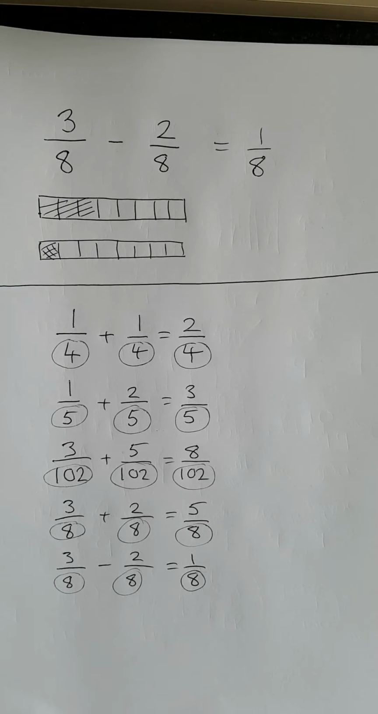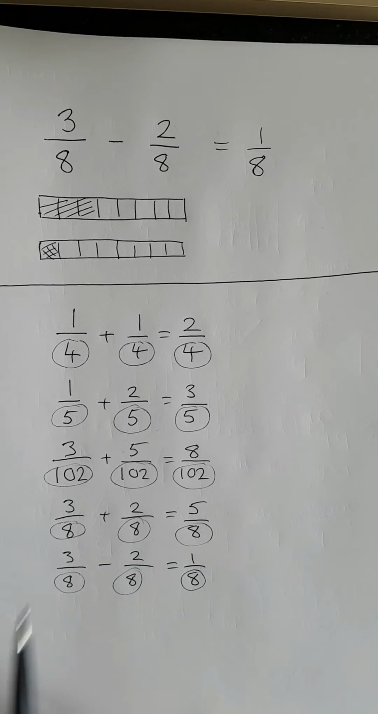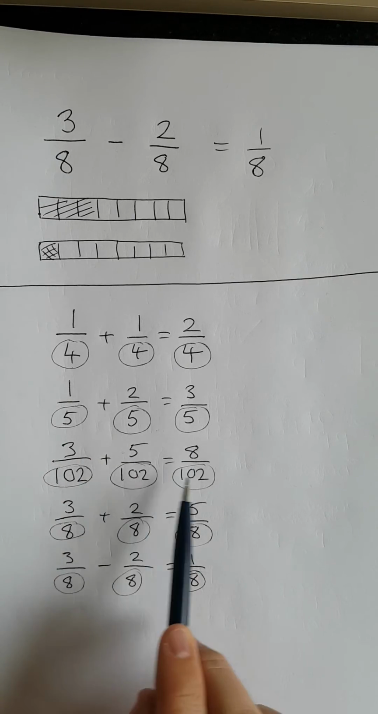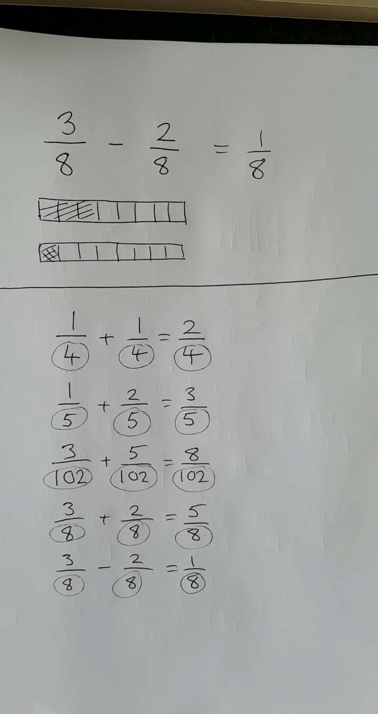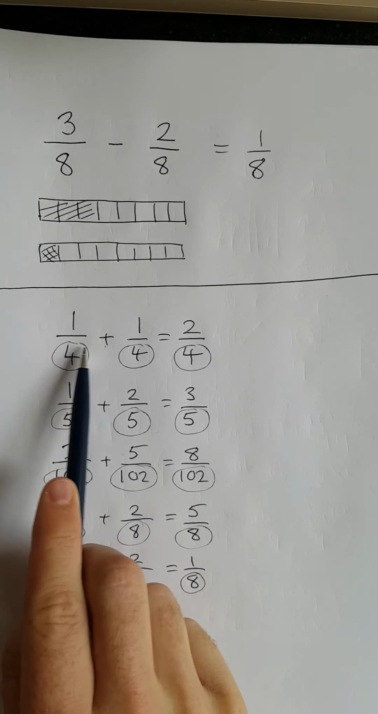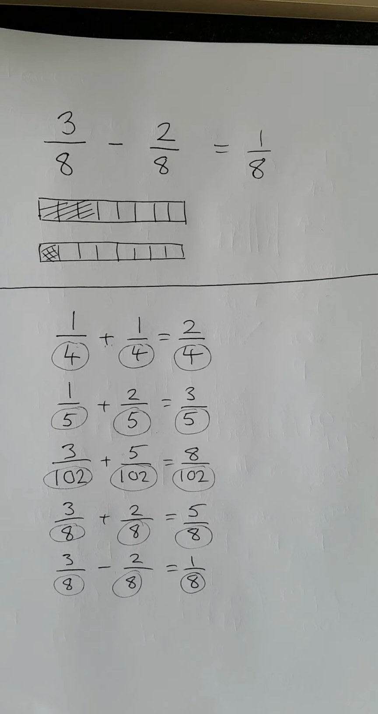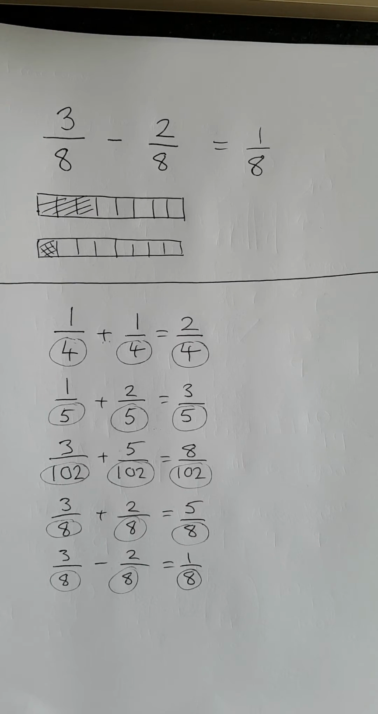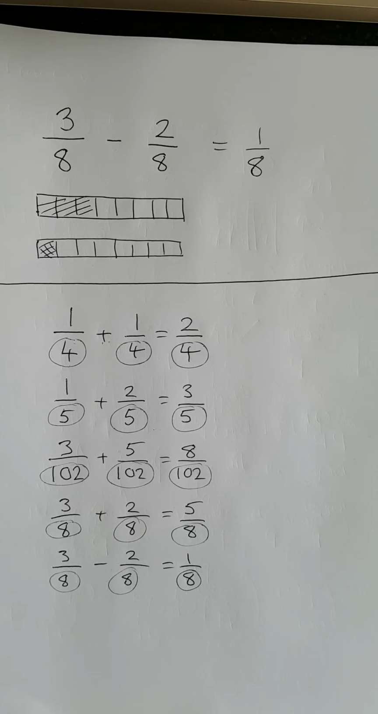In each sum we've done so far, the denominators have stayed the same. When the denominator stays the same and you do an add or a subtract, what happens to the numerator? That's right. If it's an add, the numerators are added, and if it's a subtract, the numerators are subtracted.